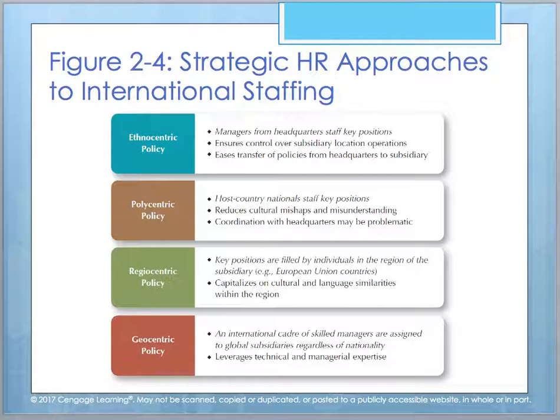Regiocentric is focusing on a region. So it could be the EU, right? Which of course is a cluster of European countries. There, it capitalizes on the fact that there are certain similarities in culture and language within that one region. Geocentric looks at a huge array of skilled managers who are assigned to global subsidiaries, and it's not specific to any nationality. There, your technical and managerial expertise is leveraged.